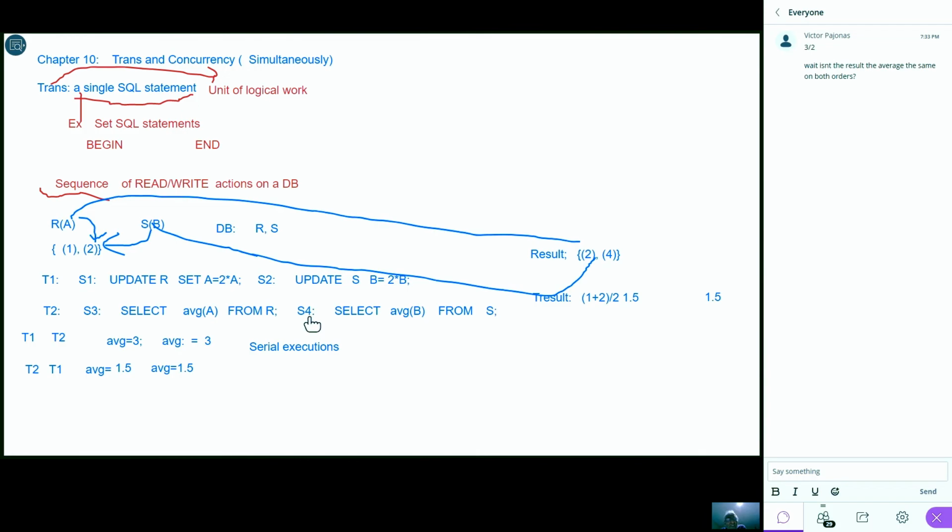So here the actions are, let me write down the actions. In the first case, the actions are S1, S2, then we have S3, then we have S4. In the second case, we had S3, S4, S1, S2.